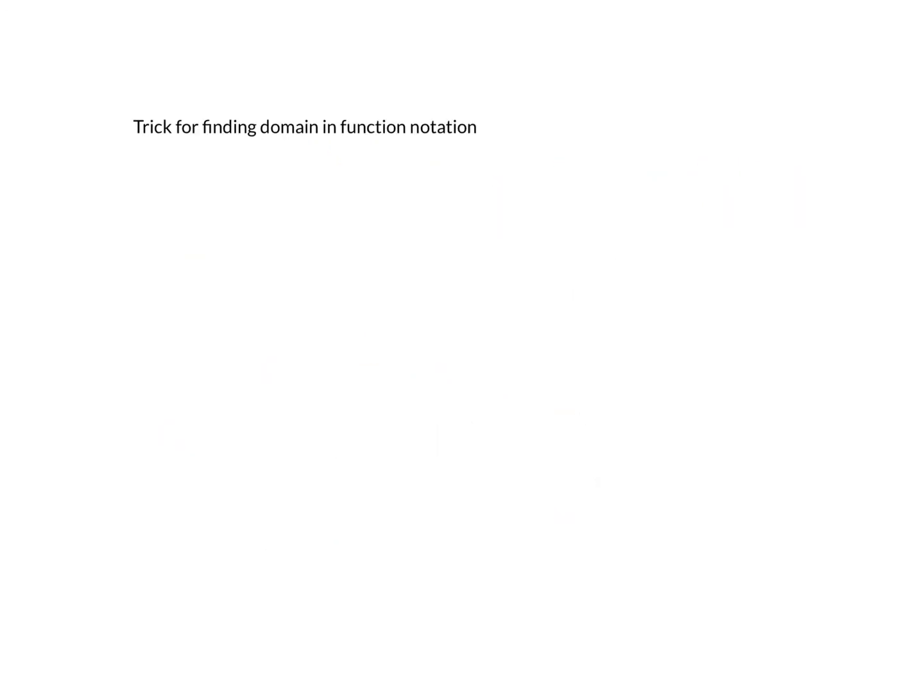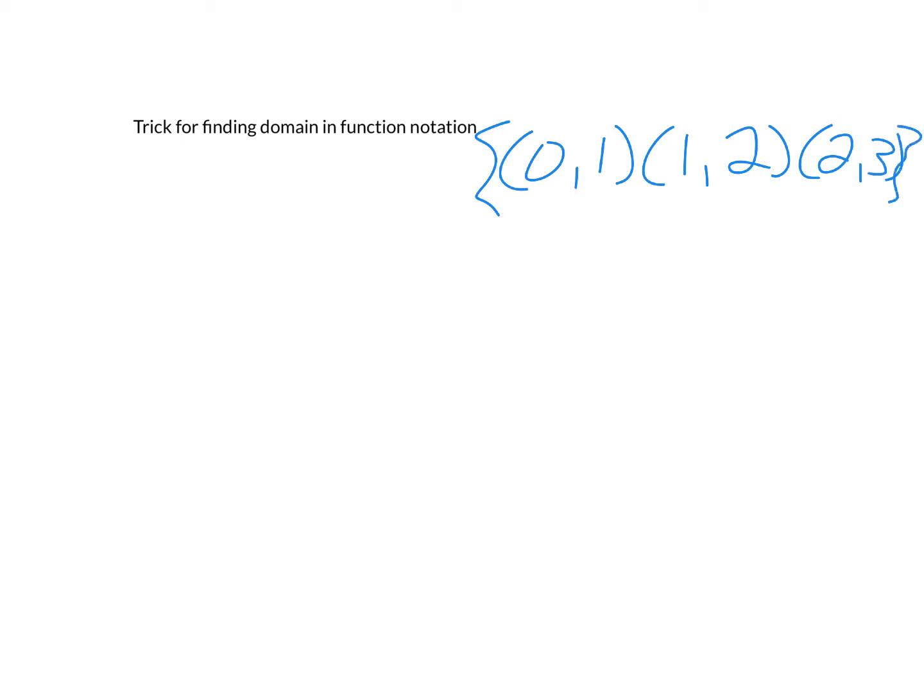So, find the domain of functions using function notation. Now, a little trick that we need to look at. Of course, let's do the simple thing first, and that's if you're just given ordered pairs, like let's say the function consists of (0, 1), (1, 2), and (2, 3), your domain is going to be 0, 1, and 2. So in case you see that, that's how you would find that domain.